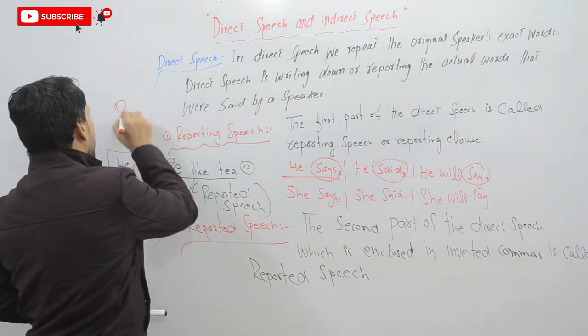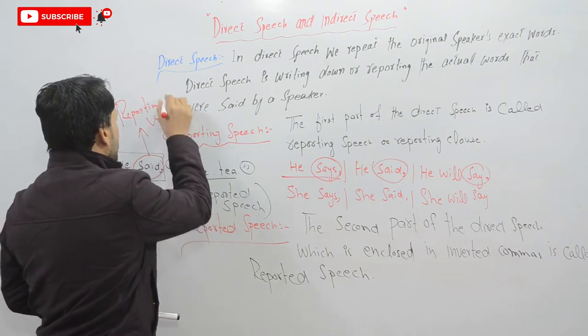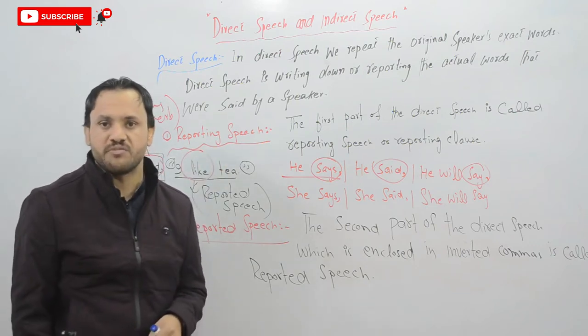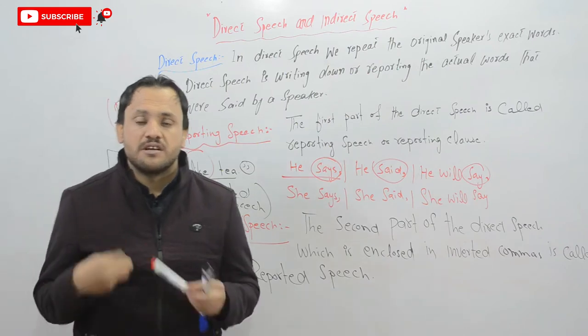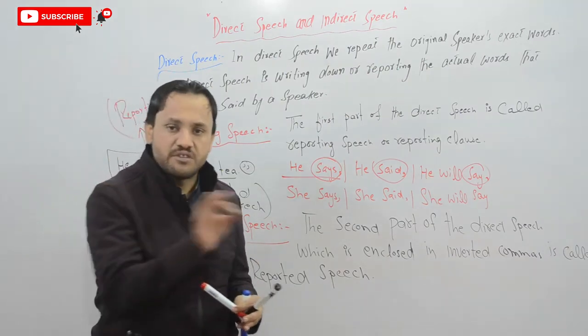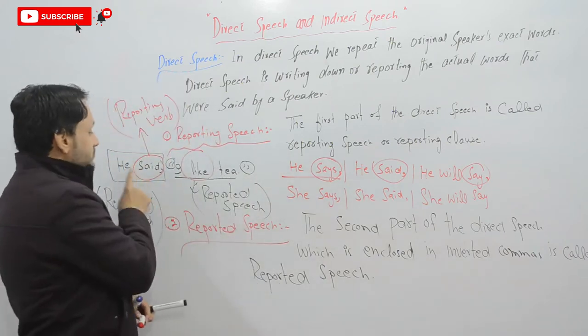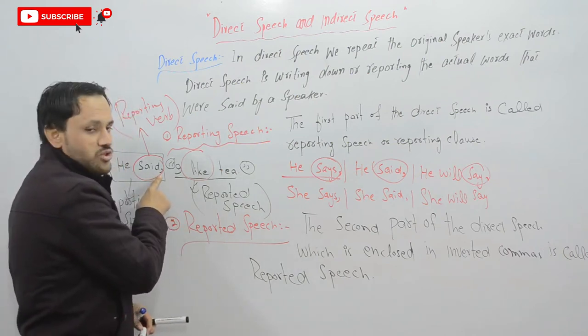This is called reporting verb. Well, this is called reported verb. Now, guys, when we are writing direct speech, let's have a look at this. After the reporting clause, we put a comma.